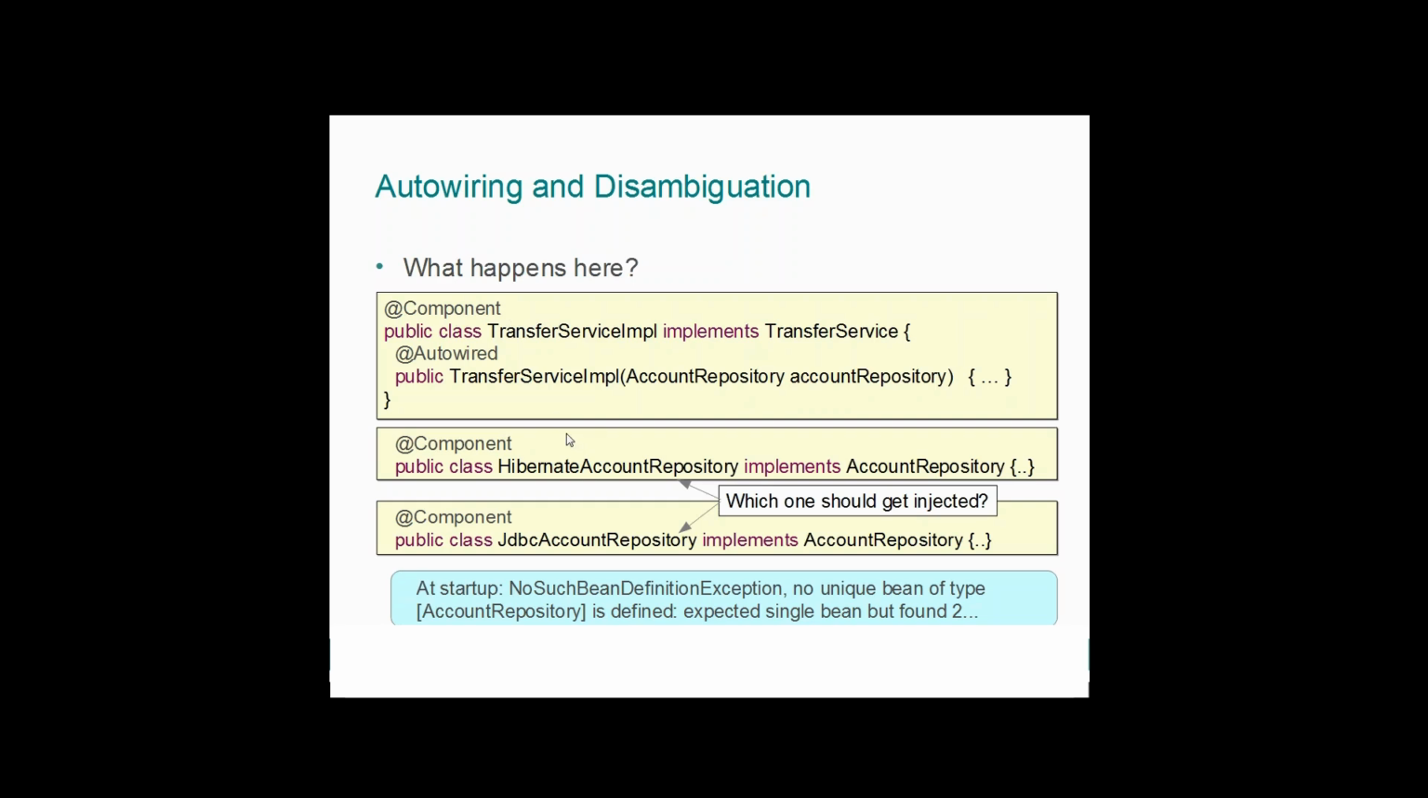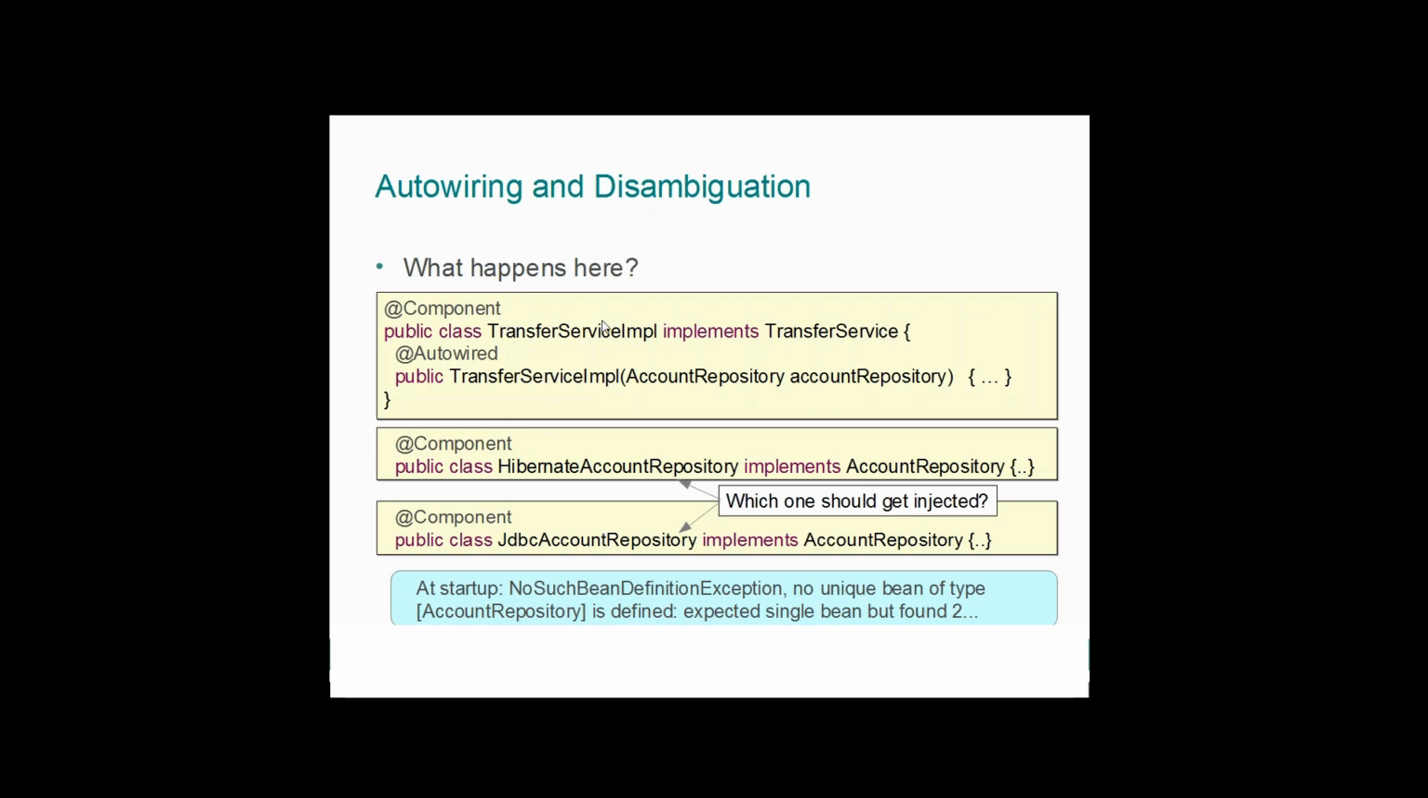In this case, by default, Hibernate account repository, H is small, and JDBC account repository, J is small. And these are the IDs, and these IDs will be generated by the system automatically. That's the default behavior. And if you want to override, you can override by providing the ID within the component.